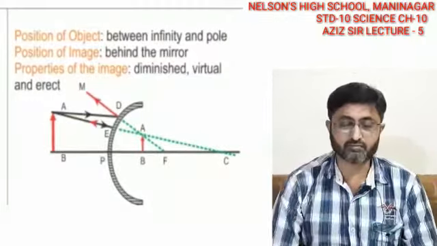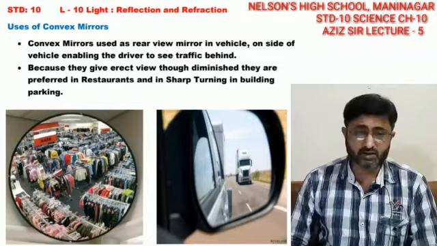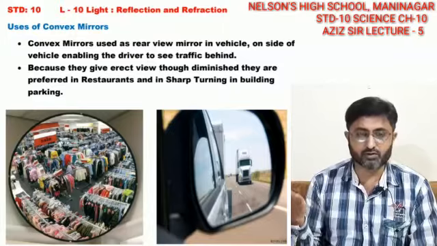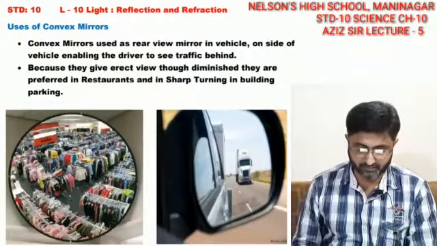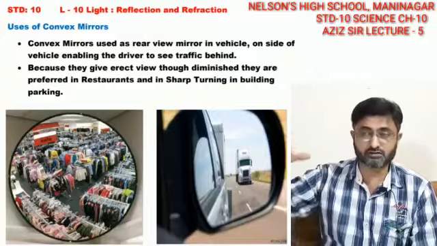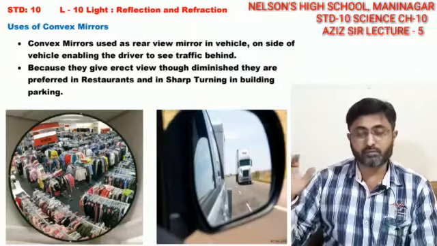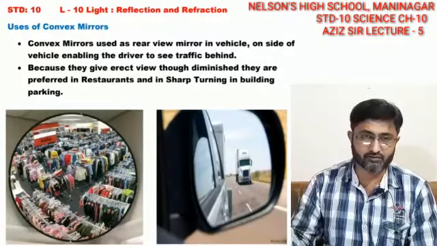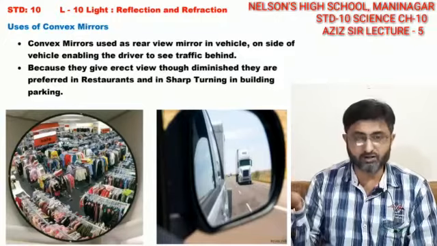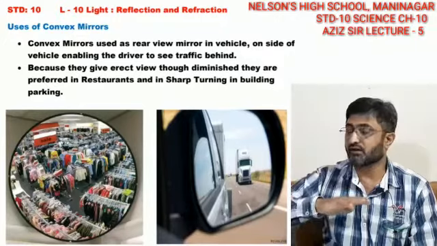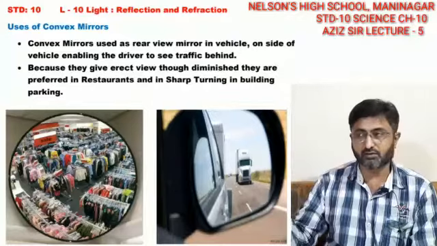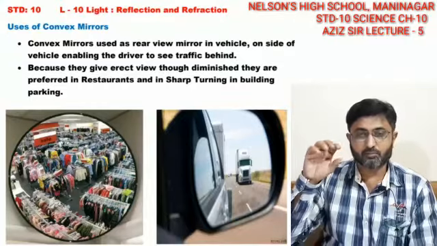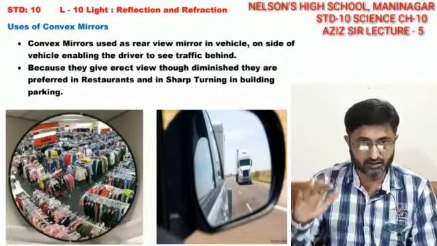The next topic with the convex mirror is its uses. They are used as rear view mirrors, to see the objects on the back side of vehicles. There are two types of mirrors, concave and convex. In a city, when we are traveling, we actually use concave mirrors, not convex. Why? Because we don't have to see a big view on the back side; we have to see a person who is coming exactly behind you.